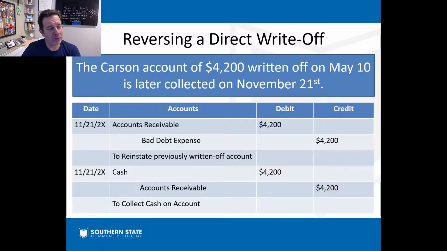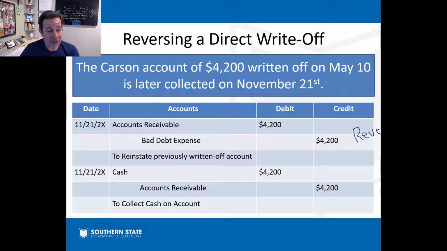An example, we wrote off Carson. He had a $4,200 account receivable with us. We wrote it off on May 10th. And lo and behold, November 21st rolls around and he is coming through. Mark is paying his debt. So literally from a journal entry standpoint, we reverse out what we'd done before. This entire entry is simply a reversal. You can't see the end of that because it's blue on black, but it does say reversal, trust me. Reversing it out.